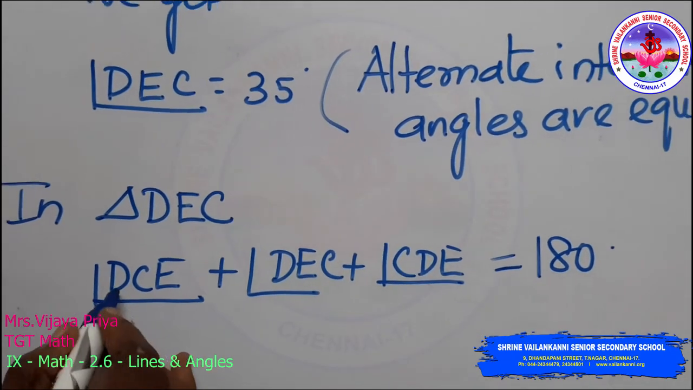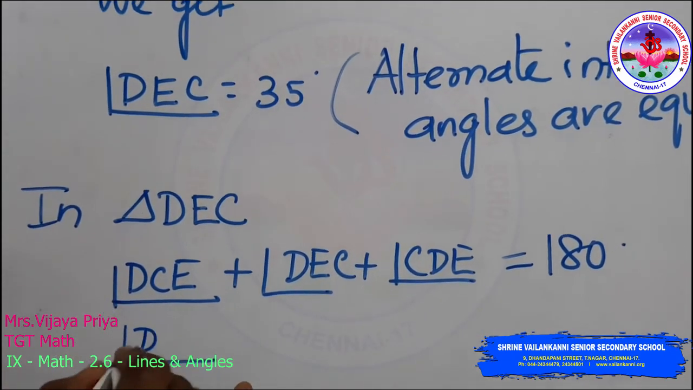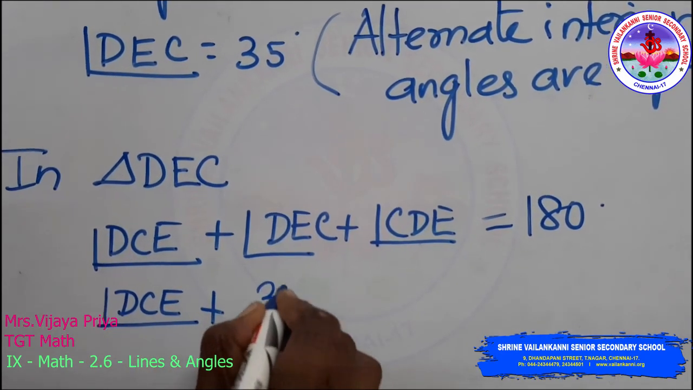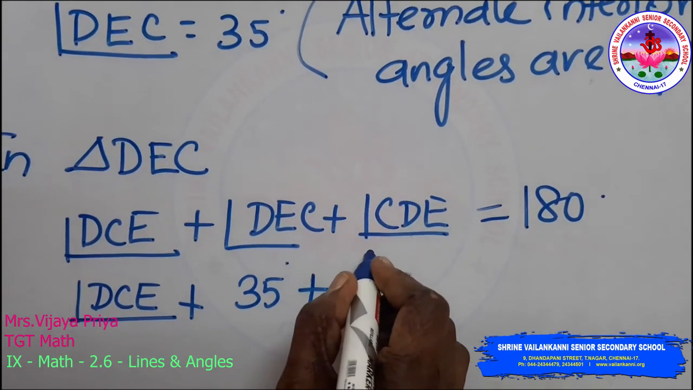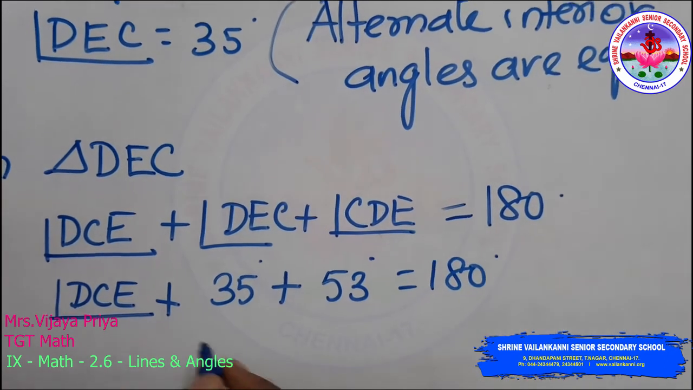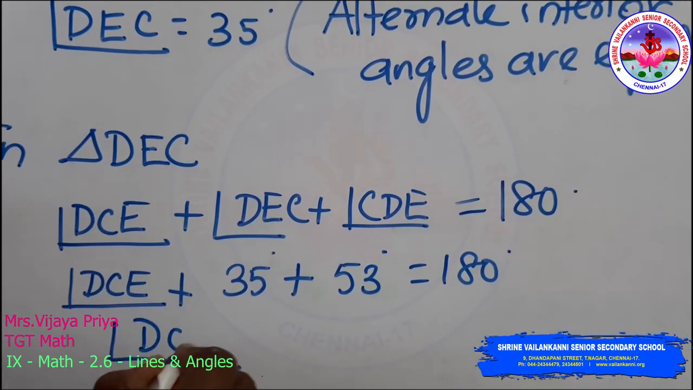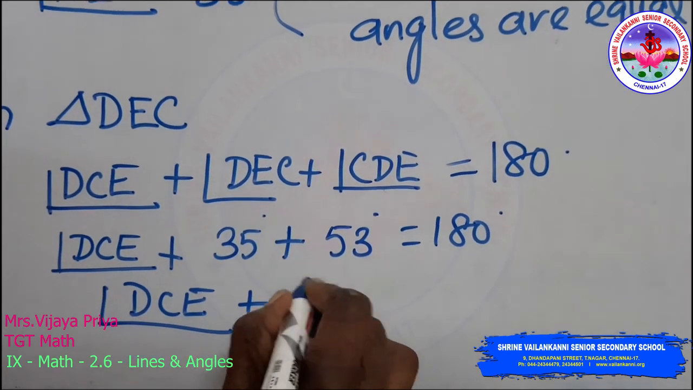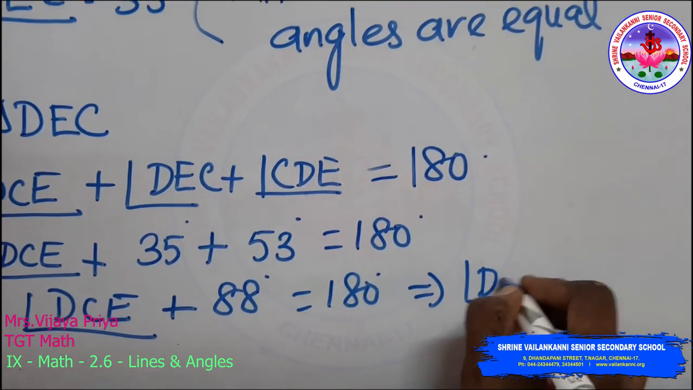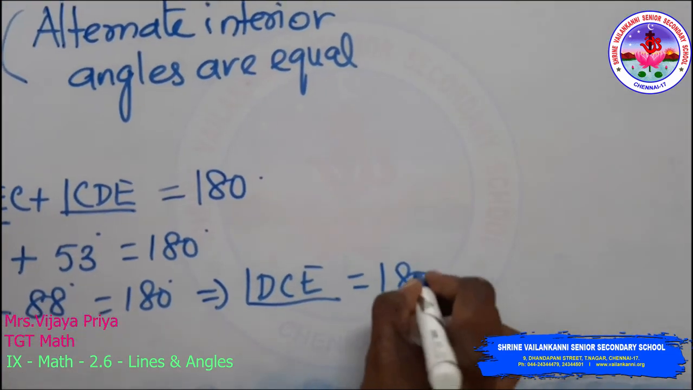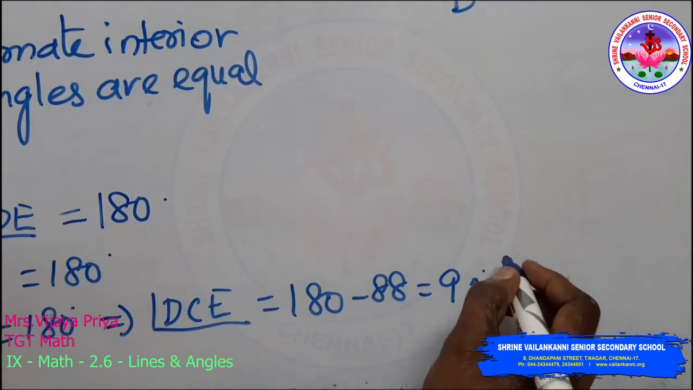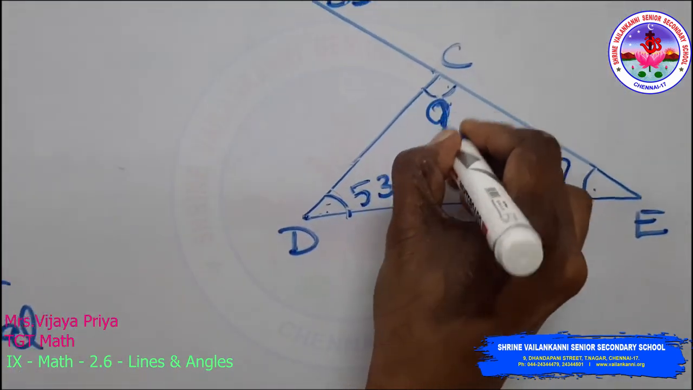So my DCE I need to find out, which is not known. DEC I got as 35 by using alternate interior angles, and CDE is given as 53 degree, which is equal to 180 degree. So angle DCE plus 88 degree is equal to 180. So angle DCE is equal to 180 minus 88, which is equal to 92 degree. So I got my DCE as 92 degree.